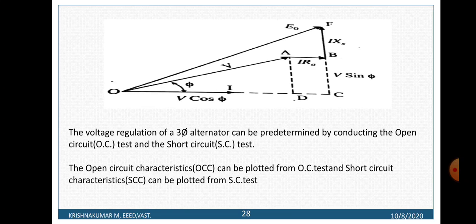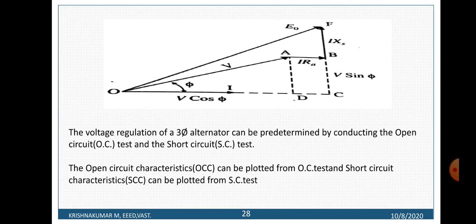Voltage regulation means (E0 minus V) by V into 100, where E0 is the no load voltage and V is the voltage at loading condition. So V plus, that means OA, by considering the whole triangle OFC.